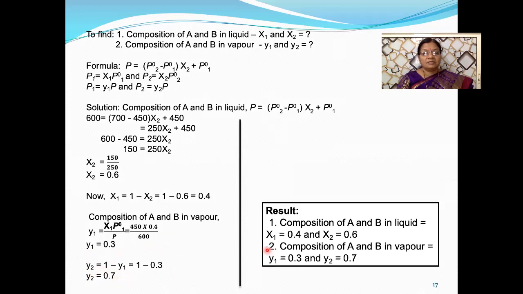So what are the results of this numerical? Answer: the composition of A and B in the liquid is 0.4 for the first component and 0.6 for the second. Similarly, the composition of A and B in the vapor state is Y1 equal to 0.3 and Y2 equal to 0.7.